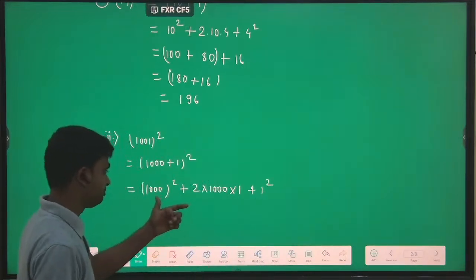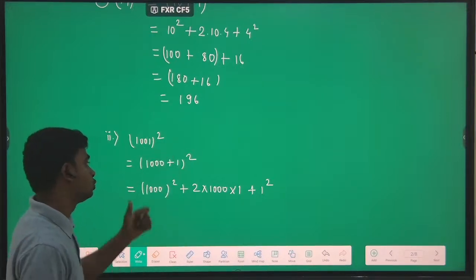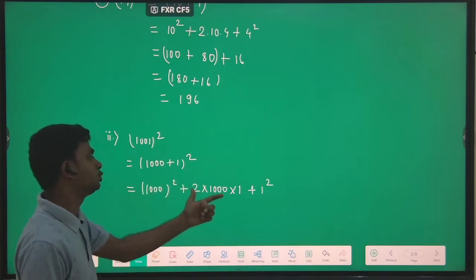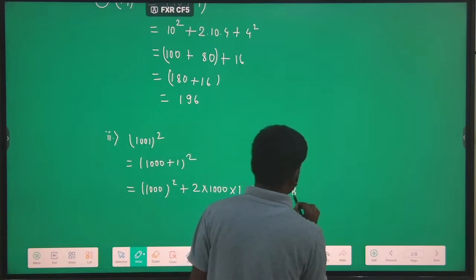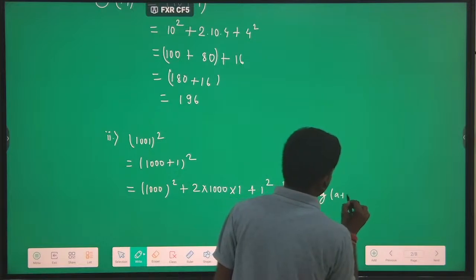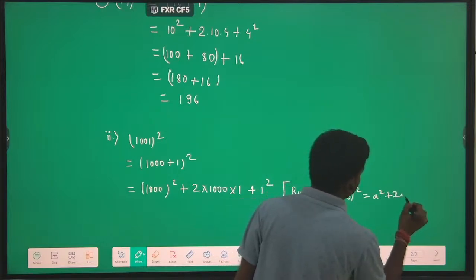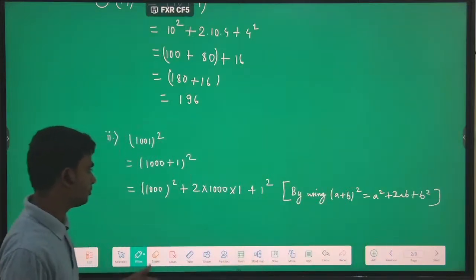Why have I done so? Because it has been expressed in the form of a plus b to the power 2. So the formula of a plus b to the power 2 is a square plus 2ab plus b square. So I am writing here by using a plus b whole square is equal to a square plus 2ab plus b square, okay.